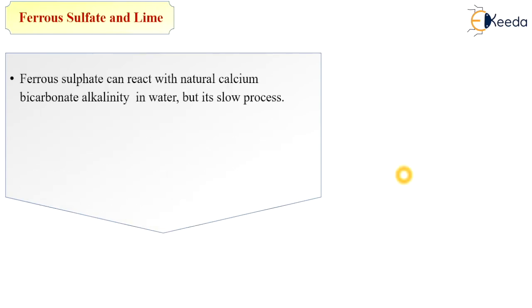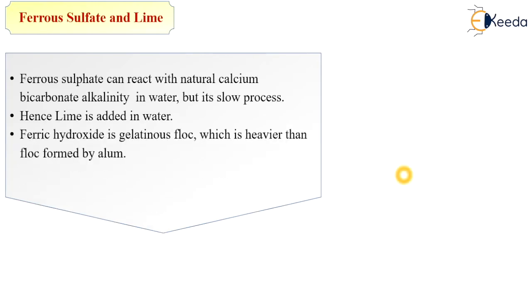The next coagulant is ferrous sulfate and lime. Ferrous sulfate can react with the natural calcium bicarbonate alkalinity in water, but it is a slow process. So when the pH value of the water is alkaline, that is above 7, we use ferrous sulfate and lime. Hence lime is added to the water. The ferric hydroxide is a gelatinous flock which is heavier than the flock formed by alum. So again, adding ferrous sulfate is more effective than alum, and the optimum pH range required is below 7.